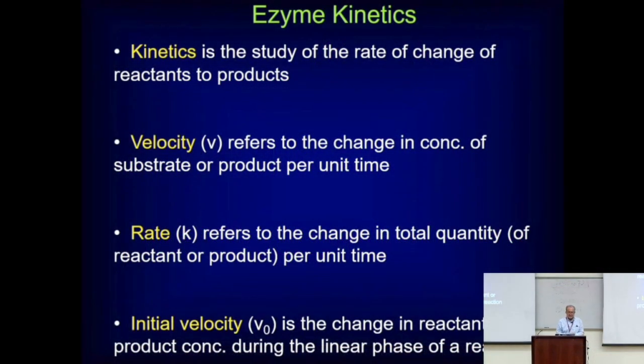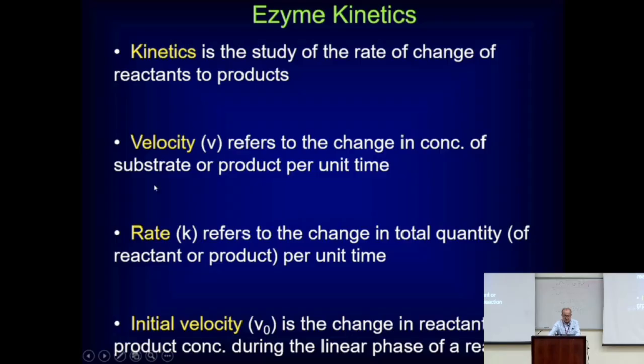So before we move on with enzyme kinetics, I want to just make sure we really define certain parameters. Kinetics is the study of the rate of change of a reactant to a product. How fast you can convert A to B. That's what kinetics is. There are useful parameters used in enzyme kinetics.